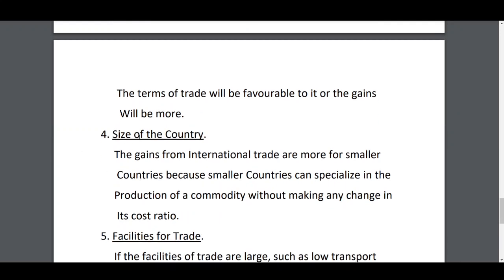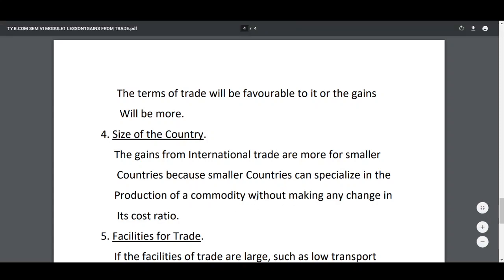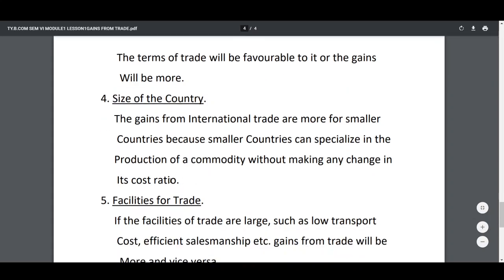Fourth point is size of the country. The gains from international trade are more for smaller countries, because smaller countries can specialize in the production of a commodity without making any change in its cost ratio. Got the point? So the gains from international trade depend upon the size of the country. Small countries gain more from international trade as compared to large countries.